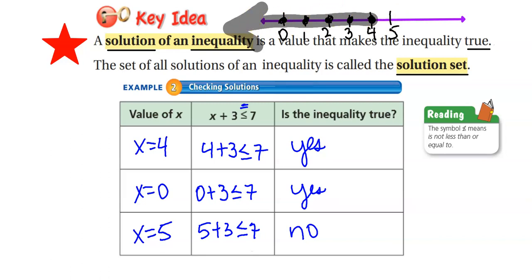So if somebody accidentally graphed the solution set and it went like this in this direction, you could check it and you could pick 5 or 6 and plug that in and see if it makes the equation true.